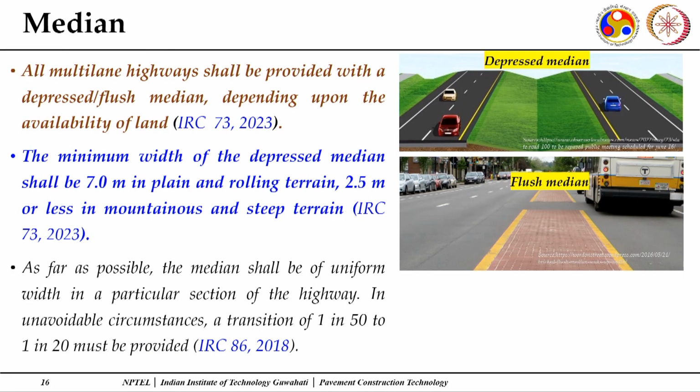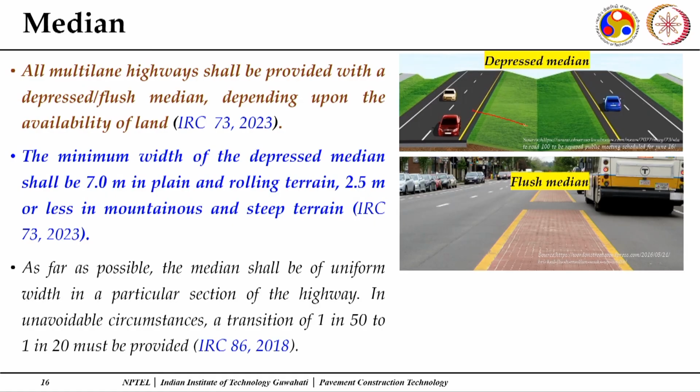These are two typical types of medians you can construct. One I showed is the raised one. Here you can see a depressed median, two depressed medians. All multi-lane highways shall be provided with depressed or flush medians, depending upon the availability of land. The more the width, the better, because this land is always available with me in my right of way. So, if any widening is to be carried out at a later stage, I can use it.